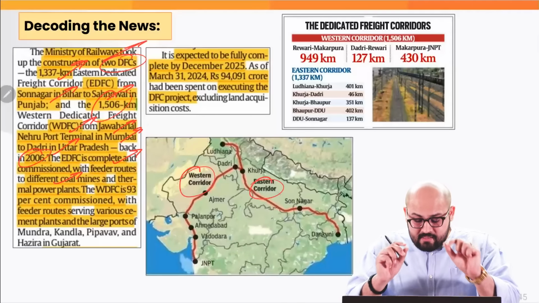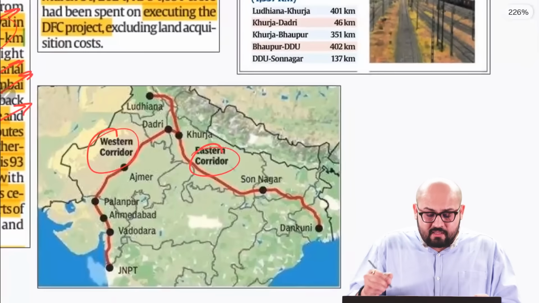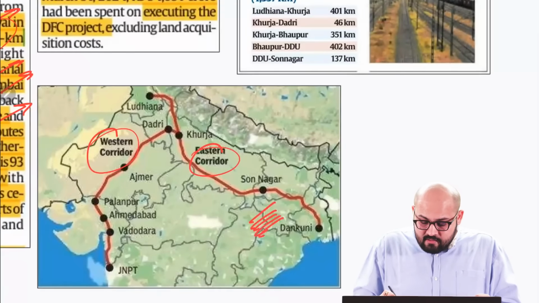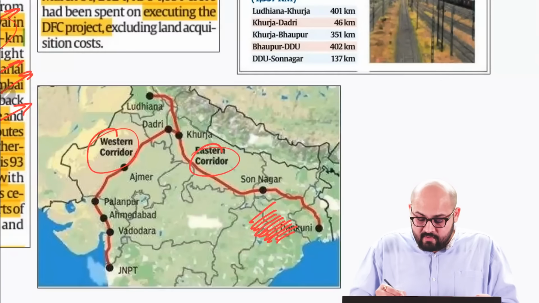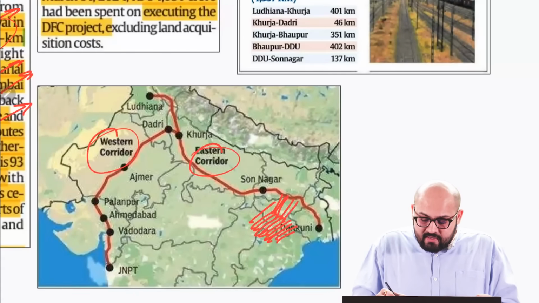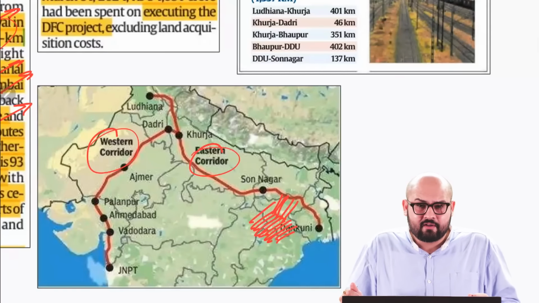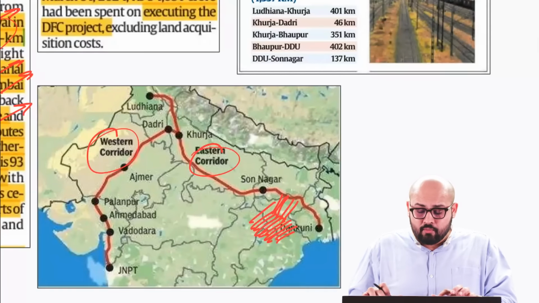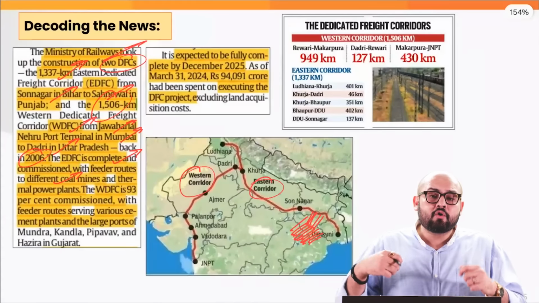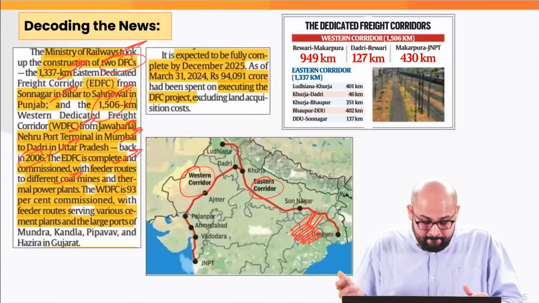different coal mines. Please understand, look at the map. We have got the Eastern Corridor. These are the areas rich in coal mines. So we have got the feeder lines which are actually connecting to the Eastern Dedicated Freight Corridor, and it is resulting in more efficient transportation of coal to the thermal power plants, right?